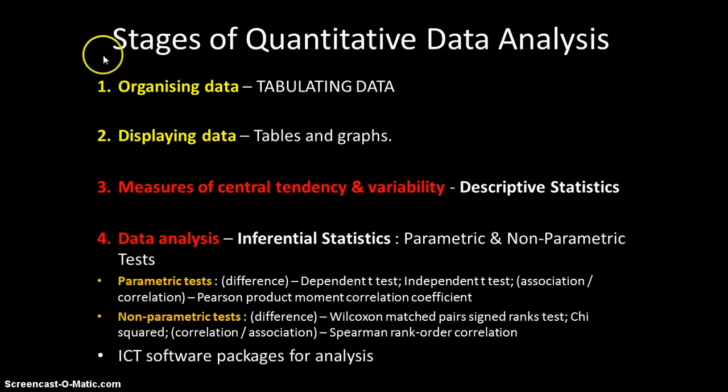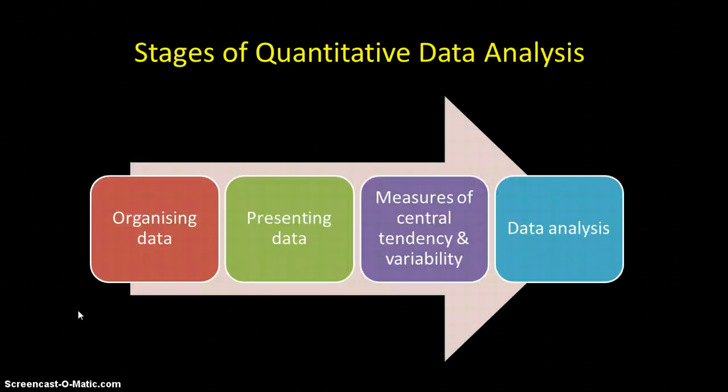So the big picture, the stages of quantitative data analysis take us through 4 stages. Today we're looking at organising data and preparing it, displaying data, and eventually in videos that will follow we'll look at measures of central tendency and variability and data analysis, so some statistical tests. So here we have a visual version of our process or stages of quantitative data analysis. First, a very brief section looking at organising data, presenting data and how to appropriately include things like graphs and tables, and then moving on in later videos to these 2 stages to follow.